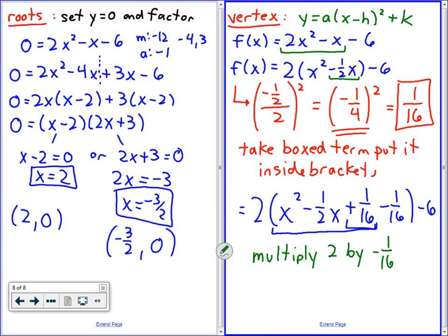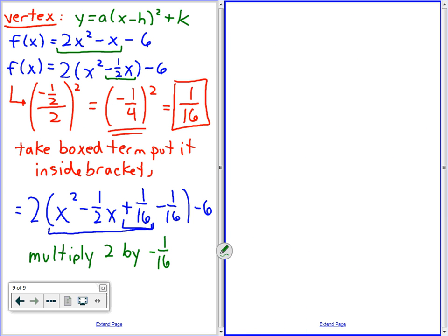Okay, so now I'm going to multiply 2 by negative 1 over 16. Who am I up to? I can't remember. I've lost track of my memory. Can someone please tell me what 2 times negative 1 over 16 is? Negative 2 over 16. Good. In lowest terms, what's negative 2 over 16? Negative 1/8. Okay, so it's going to be equal to 2.